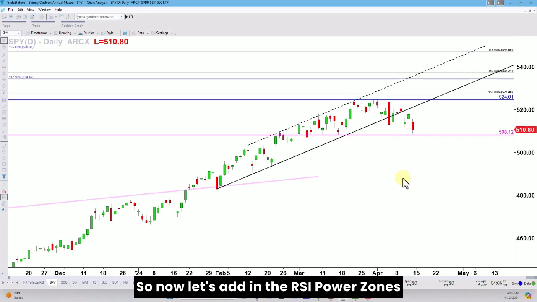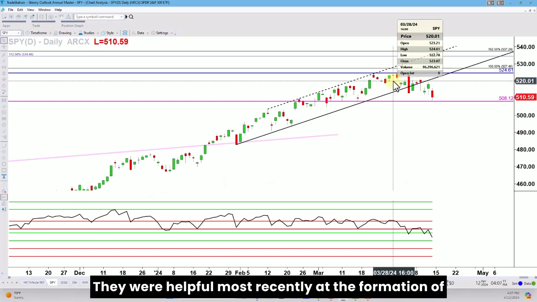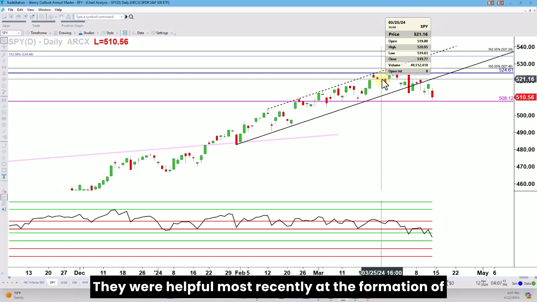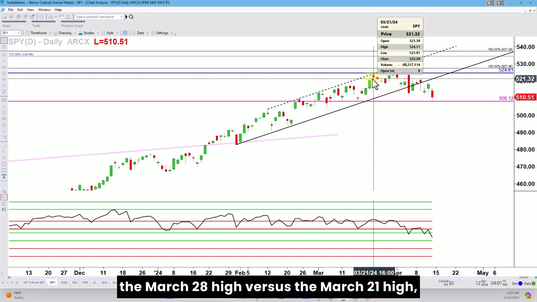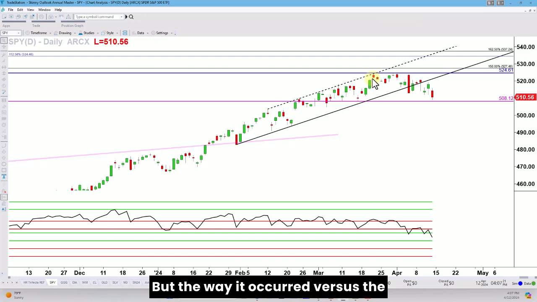Now let's add in the RSI power zones and see what additional insights it gives us. We will also go intraday with this, so just hang tight. Here we have it, the RSI power zones added in the daily chart of the SPY. They were helpful most recently at the formation of the March 28th high versus the March 21st high, a very classic momentum indicator pattern setup, but the way it occurred versus the power zones is what makes it special.